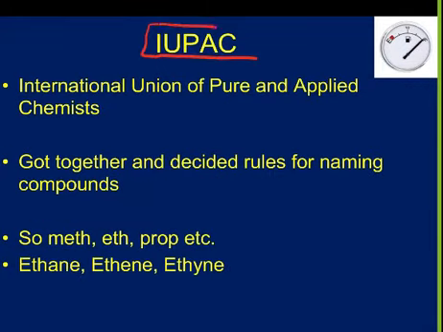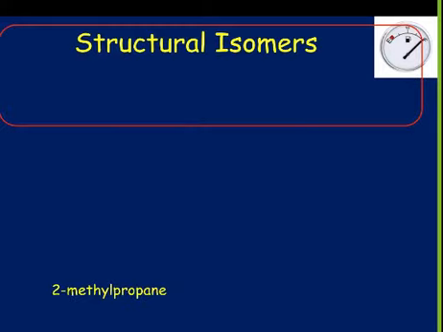You probably have not heard, but there's a group called IUPAC, the International Union of Pure and Applied Chemistry, and what they did is they got together and decided the rules for naming compounds and isomers and all different weird and wonderful things, and that's where the meth, eth, and prop comes from. So while you don't know what the structure is, for methane, ethane, ethene, you'll know how many carbons are in there, and the rest of it will come. But these guys decided what it is.